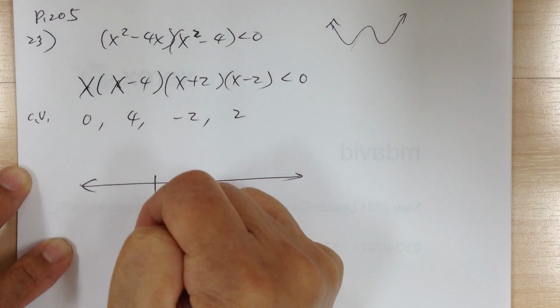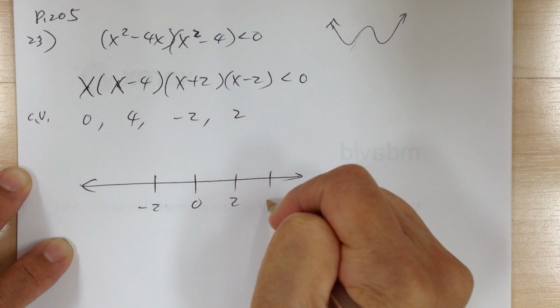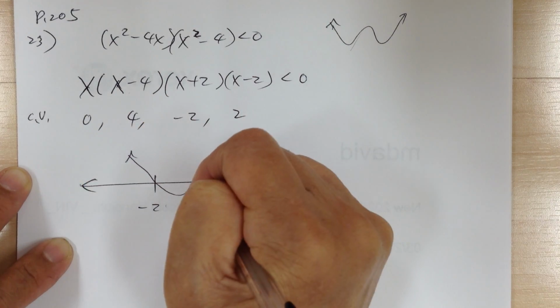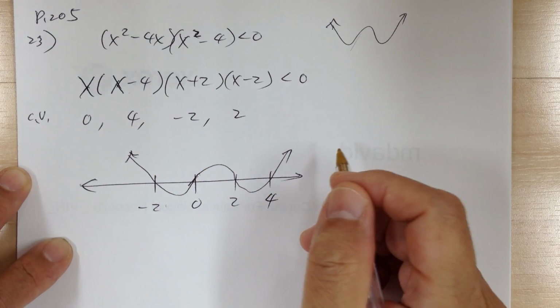Okay, so go and get everything in order. So it's negative 2, 0, 2, 4. And again, the graph's going to have this kind of shape. The exact height of this doesn't matter because we just want to have something to visualize.